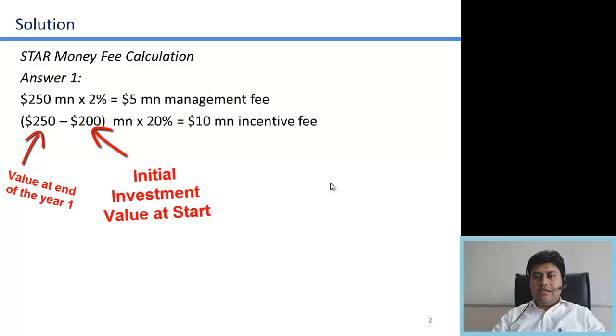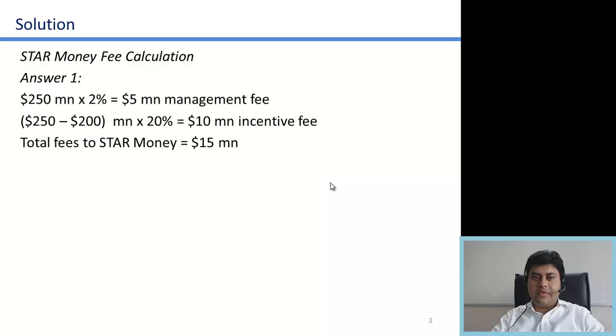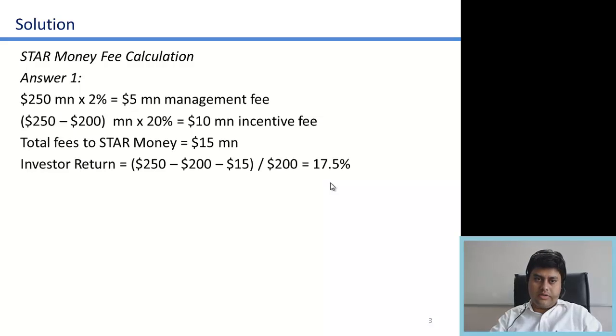Then we calculate the incentive fee. The incentive fee is calculated on the returns earned in the year 1 multiplied by the 20%. So we know that the fund value at the end of the year 1 is $250 million and the initial investment is $200 million, which means the return is $50 million multiplied by 20%. That gives us $10 million of incentive fee. So the total fees to Star Money is 5 plus 10, that is $15 million.